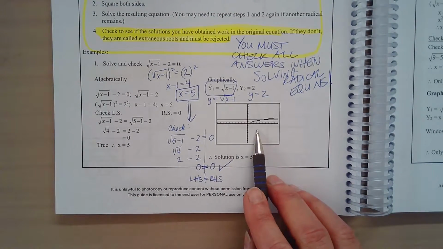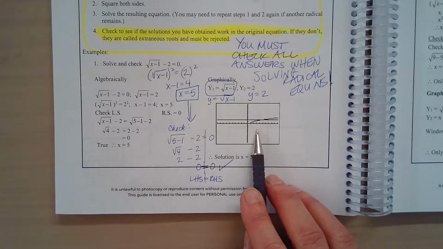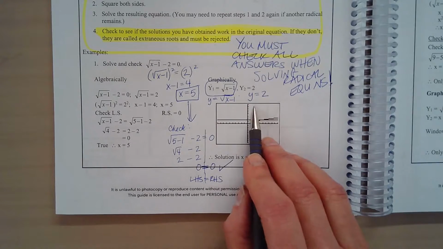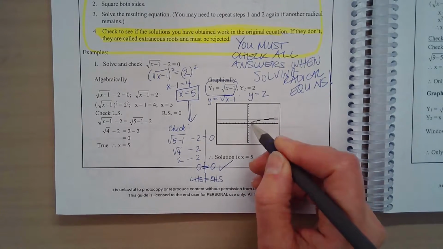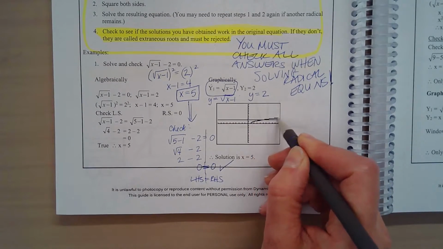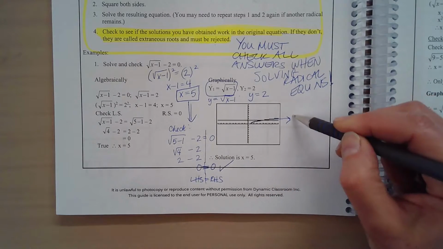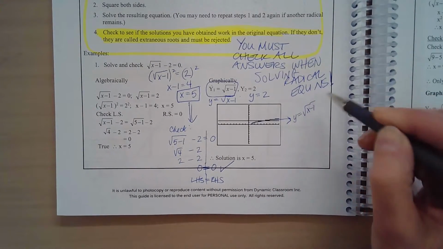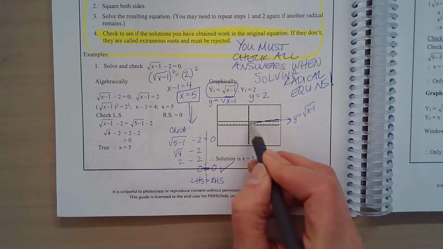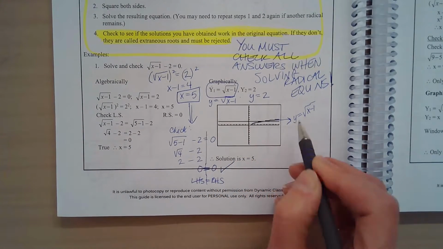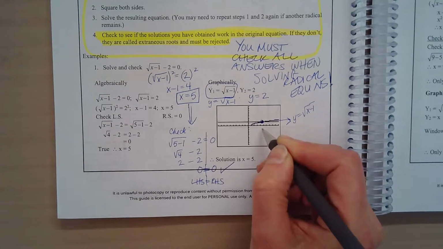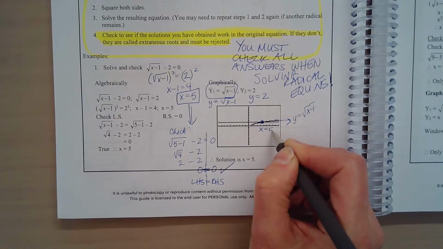They've got it on a graphing calculator. I know a couple of you have it. I would enter both of these statements in, or if I was graphing manually, I'd graph my radical graph, y equals root of x minus 1. And then I would graph y equals 2. And guess where they meet? They meet at x equals 5.